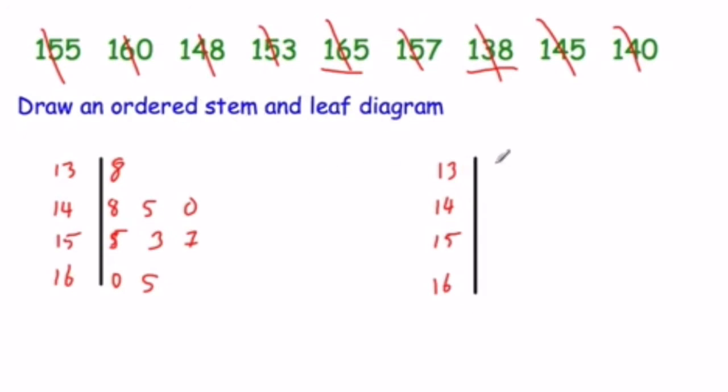Now we need to put them in order. Well, that's quite nice for the 130s. So there's just the 8, so 138. Then the 140s, we've got 140, then 145 and 148. Put them in order. The 150s, we've got 153, 155 and 157. And the 160s are already in order, so that's it. Now again, we need a key, so the person looking at it will know how to read the stem and leaf diagram. So let's choose our first number. So we've got 1, 3, line 8 means 138, and that's it.